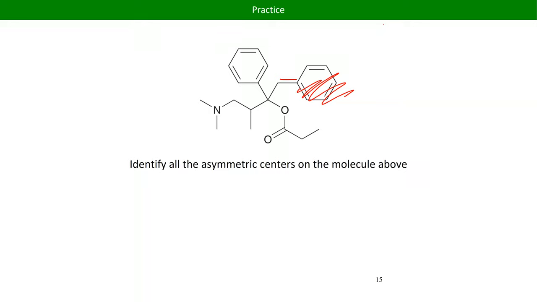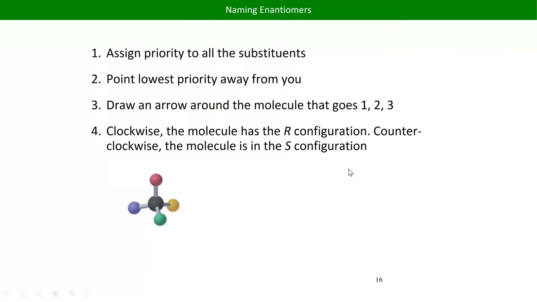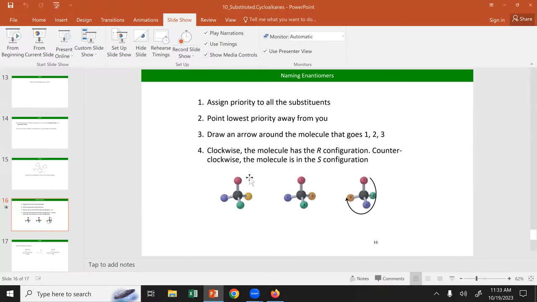So the quiz this week is going to be some cyclohexane chair conformers, ring flips, pick the most stable one, like we've been practicing. And I think there's a question like this on there: find all the asymmetric centers. I'll make sure that there's no R versus S, because that's going to be the next step, how we determine whether it is right-handed or left-handed.